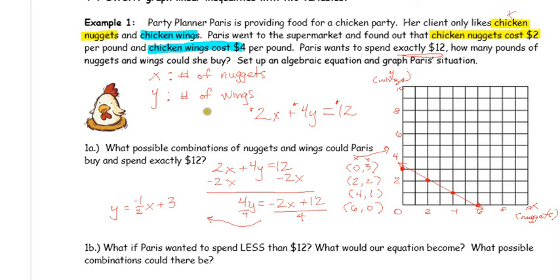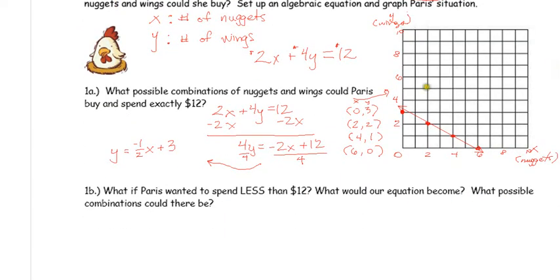Okay, now what if she wanted to spend less than $12? The line represents her spending exactly $12. Those 4 ordered pairs, and actually all the ordered pairs, we could buy half pounds, we could do that, but that line represents exactly $12. What if she wants to spend less than $12? What would our equation become?